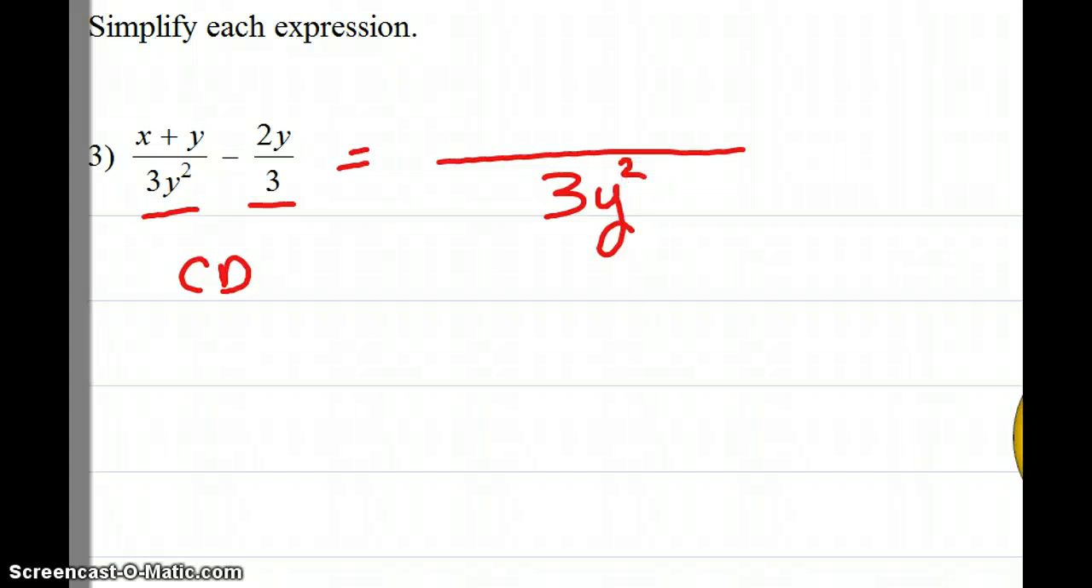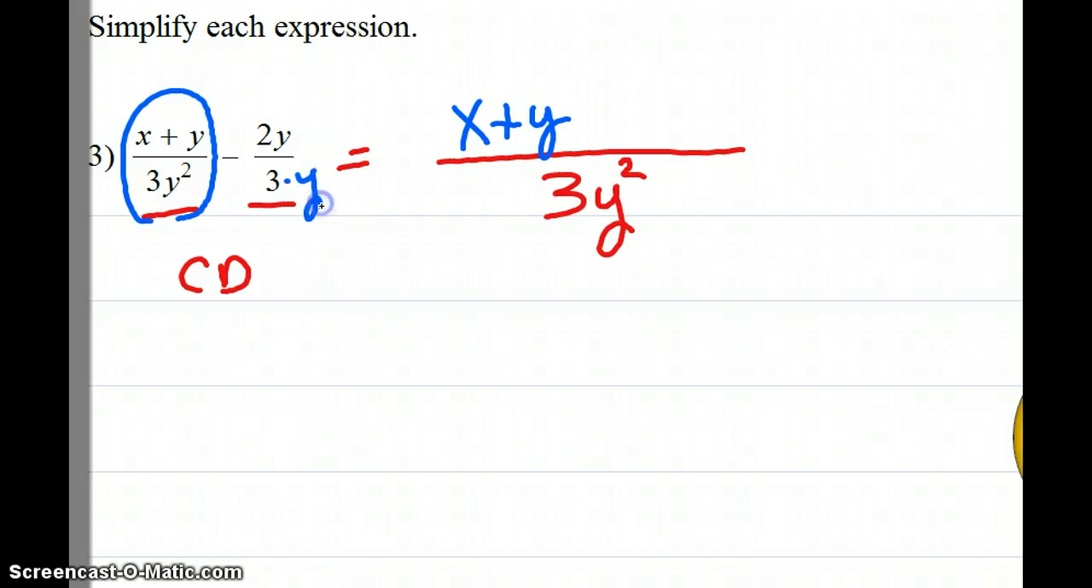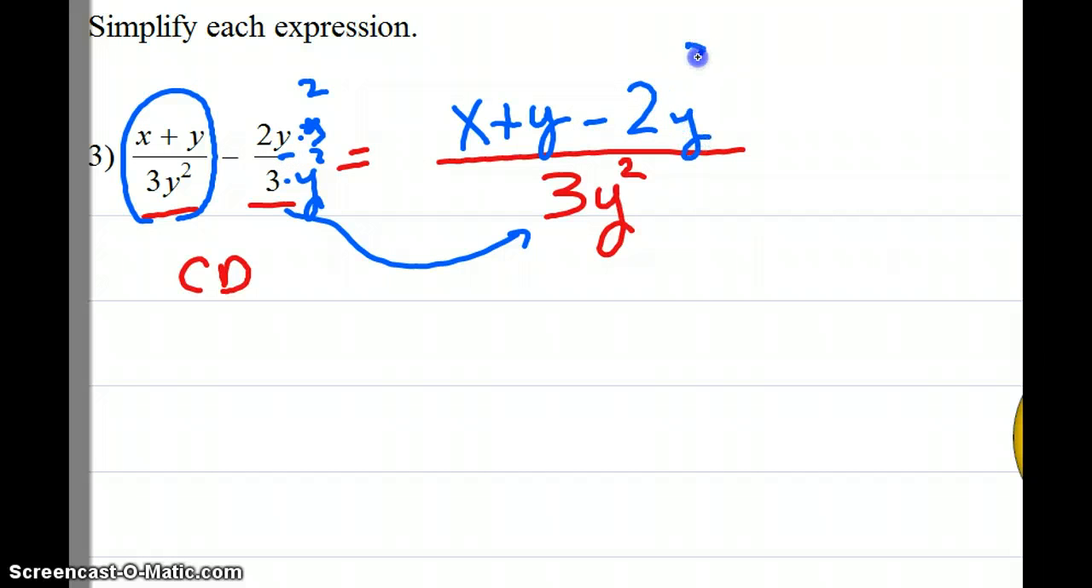Think to yourself, how am I going to change these so they look the same? This 3y squared already has that as its common denominator, so we don't have to do anything. This 3 needs a y squared to look like this, so we're going to multiply top and bottom by that y squared. So we get minus y times y squared, which is y cubed.